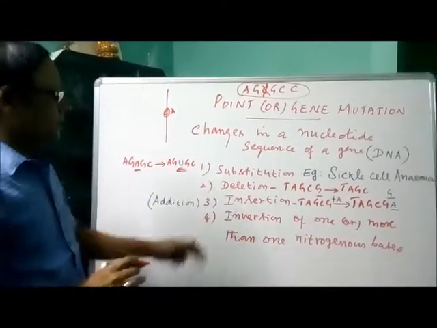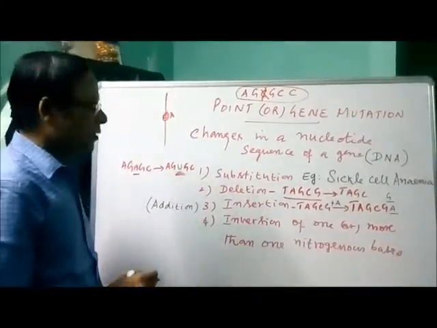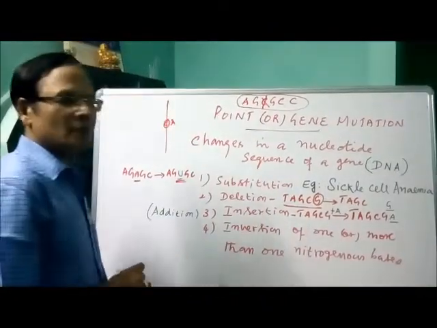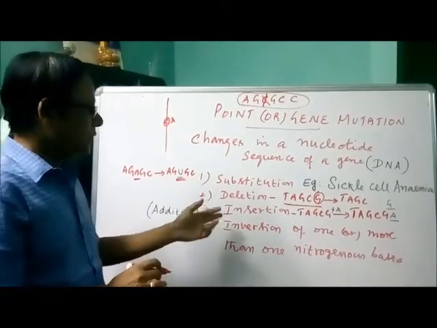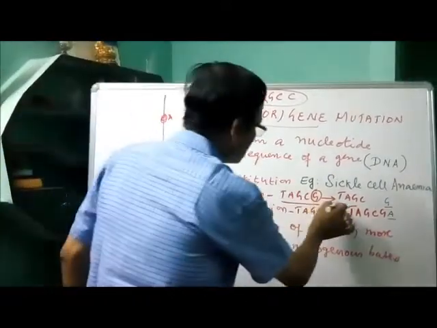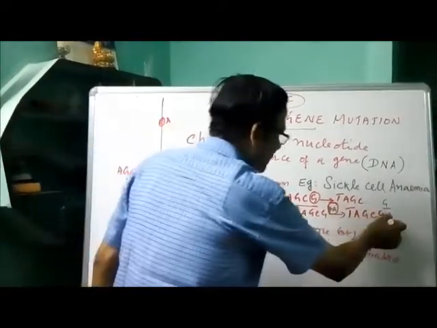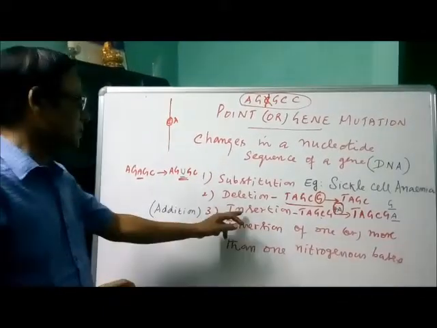Now, deletion. Suppose this is the nucleotide sequence in a particular gene. Now, what is happening? This base has been deleted. That is called deletion gene mutation. Or a base has been added. You see that adenine base has been added to this sequence. A is added. So the entire frame has been changed. That is called insertion.